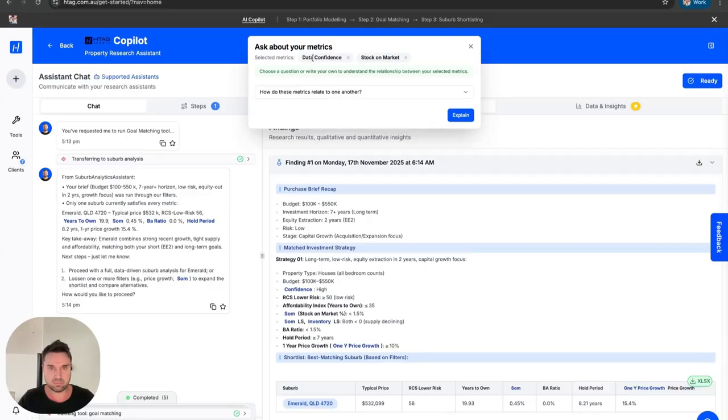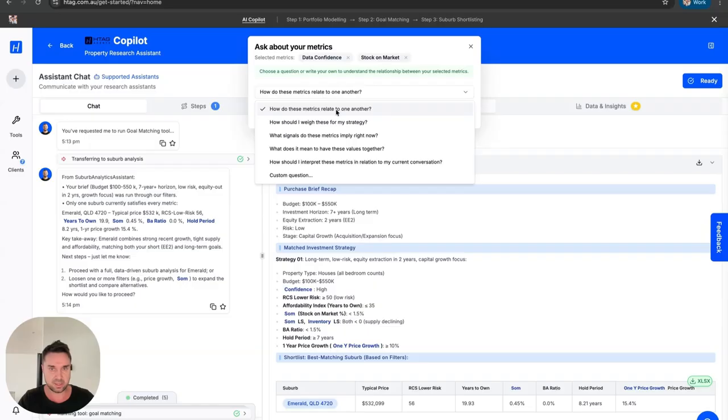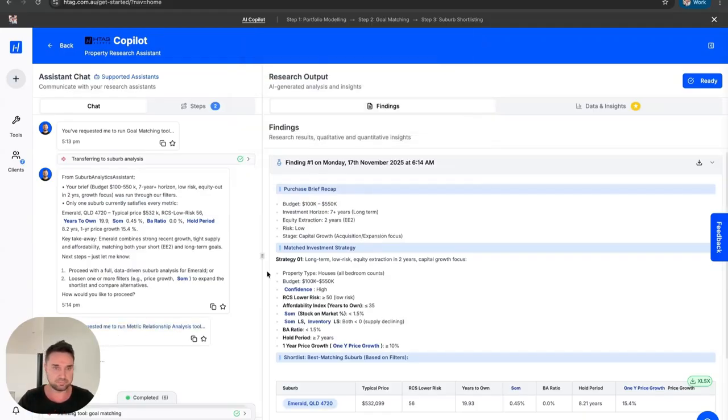And now we've got a range of different options that we'd like to understand: what the relationship between these two is, how they relate to one another, how they should be weighted in your strategy, what signals these metrics imply, and you can also create a custom question that might be related to these metrics. So let's just run that.